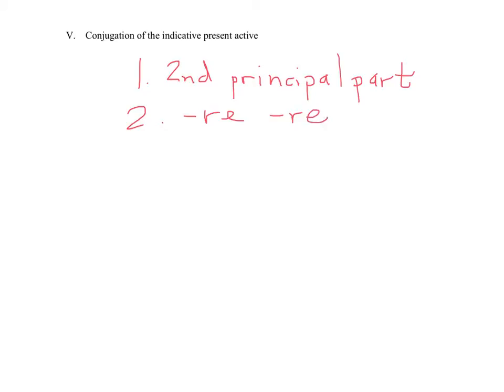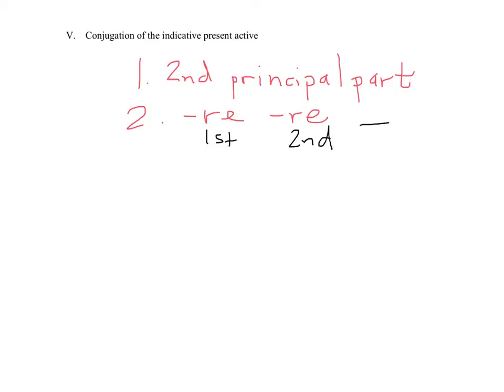The fifth point is that you have to understand the conjugation of the indicative present active. I've done this many times, so I won't belabor the point. You take the second principal part. I mentioned before that that's the most important principal part so far in the class. You drop for the first and second conjugation the RE. I'll write it out twice because that way you remember that it's for the first and second conjugation.